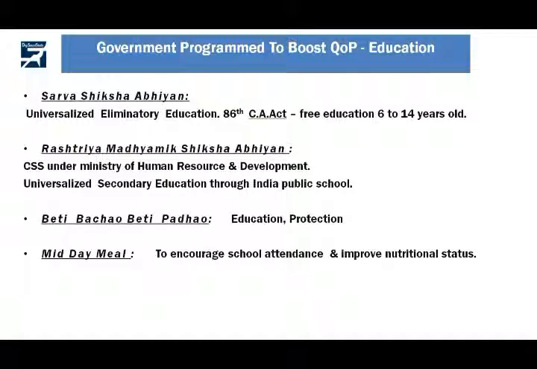So the first one, Sarva Shiksha Abhiyan. Sarva Shiksha Abhiyan aimed to universalize elementary education within a time frame. The 86th Constitutional Amendment Act makes free and compulsory education from 6 to 14 years of age a fundamental right, and this is one of the best things government has ever made.